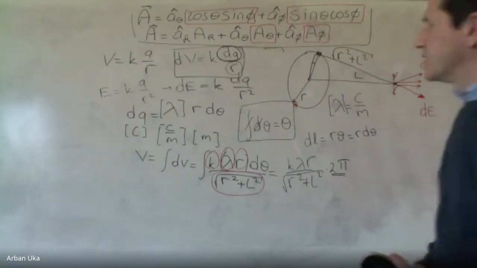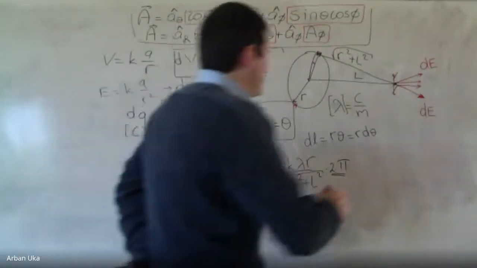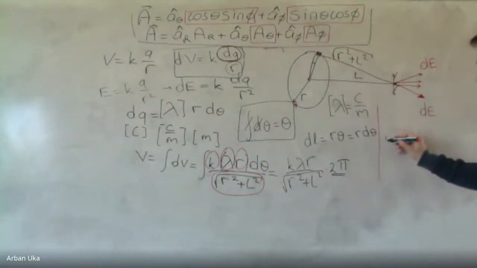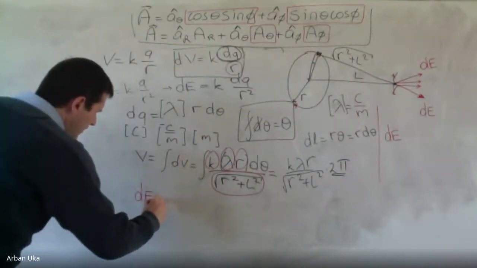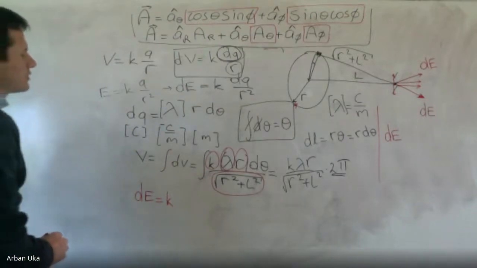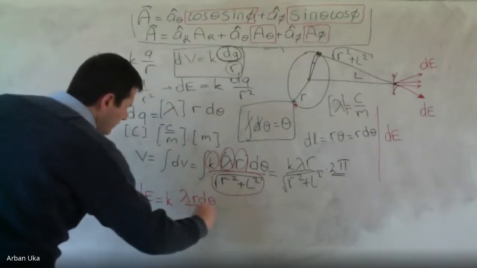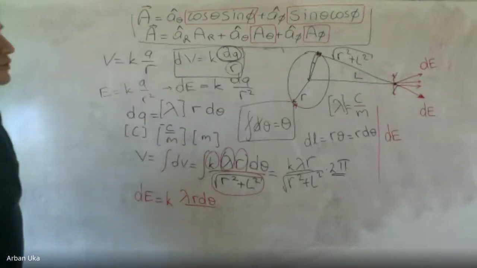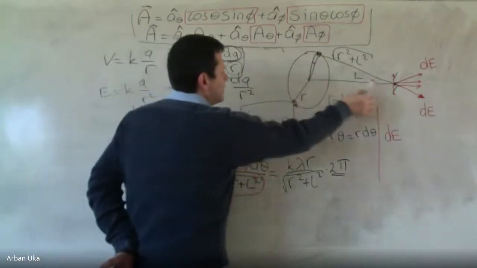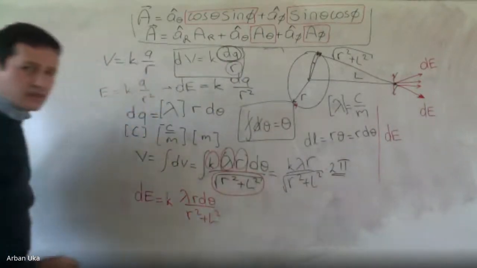So let's write the expressions carefully. Let's say that dE is equal to k dq, and what was dq? It was lambda r d theta. Okay, this is dq over r squared. What is r squared? It should be the distance from here to here, which is r squared plus l squared. That's it, okay?